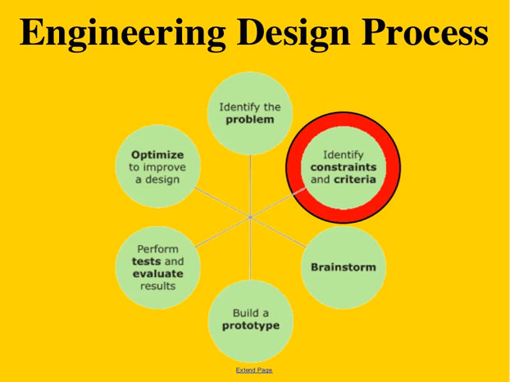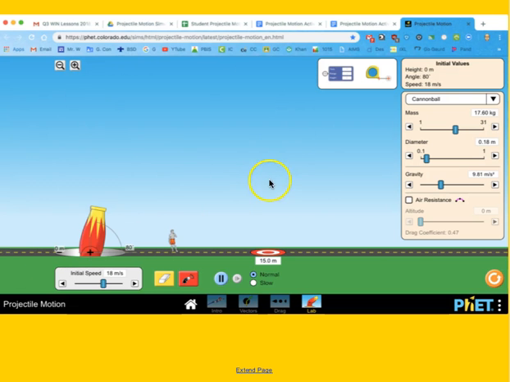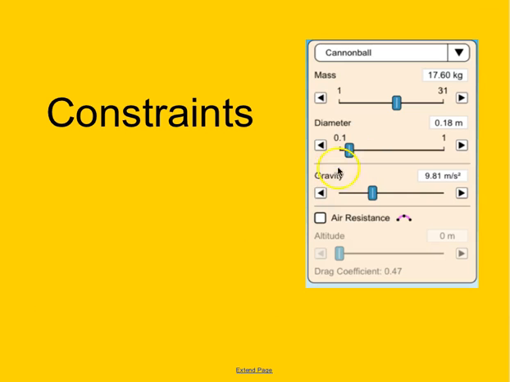Now, the second part of the design process is identify constraints and criteria. Constraints are the factors that limit the possible solutions. So when we talk about identifying the constraints, you can type your constraints in here. And there's going to be lots of different constraints for you. When you open up the simulation, it's going to look like this. When you see this part over here, and here's a blown up version of that, do not change this at all. These are all going to be the constants.